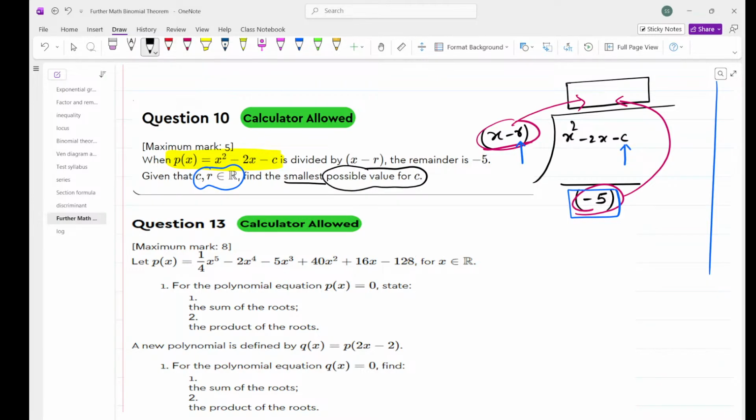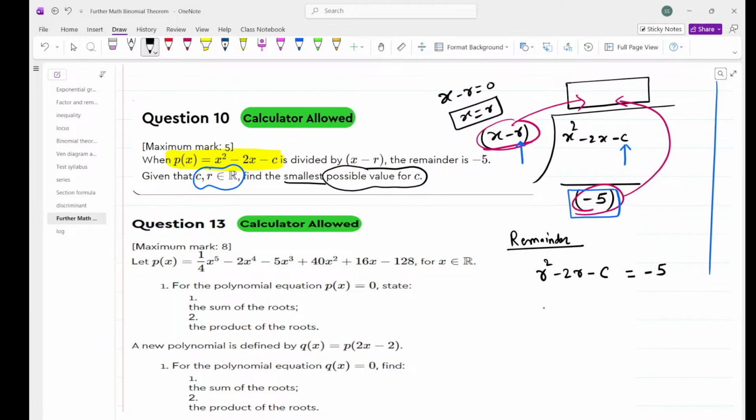So what does the remainder theorem say? It says that if I make this divisor x minus r equal to 0, then x is equal to r. If I substitute x equals r in my dividend, I should get the remainder. So we get r squared minus 2r minus c equal to minus 5. Yeah, that's what I did as well.